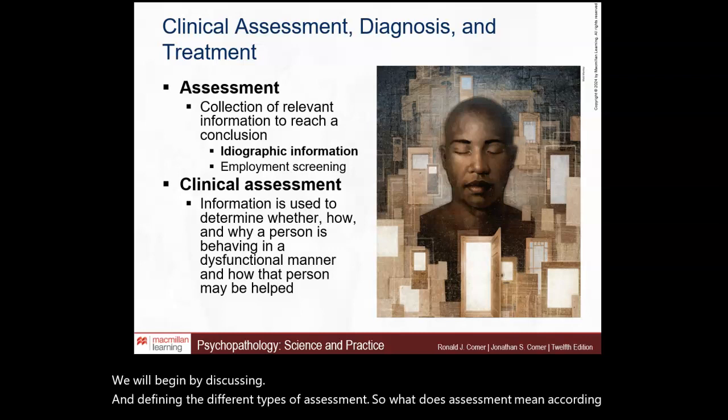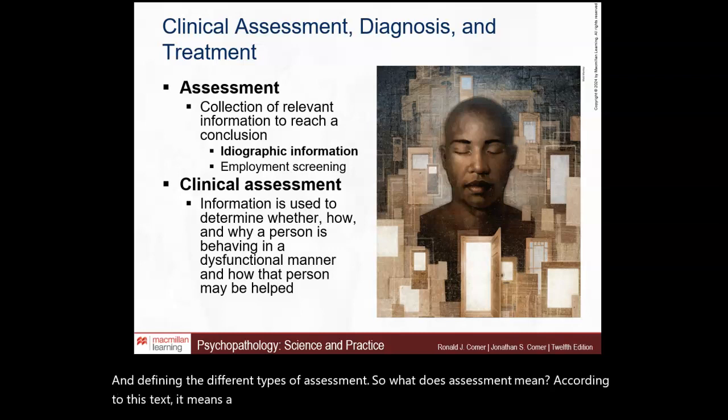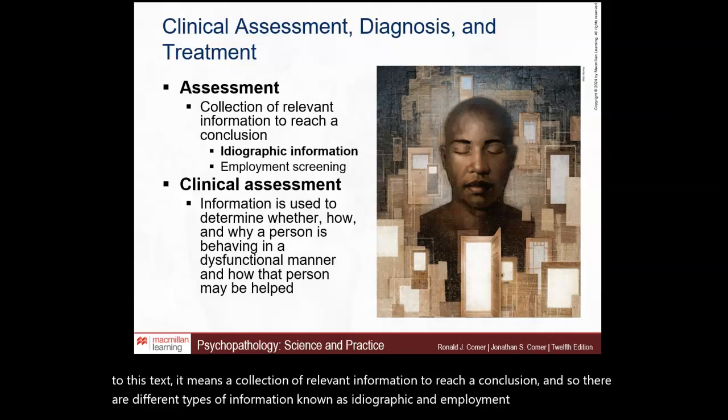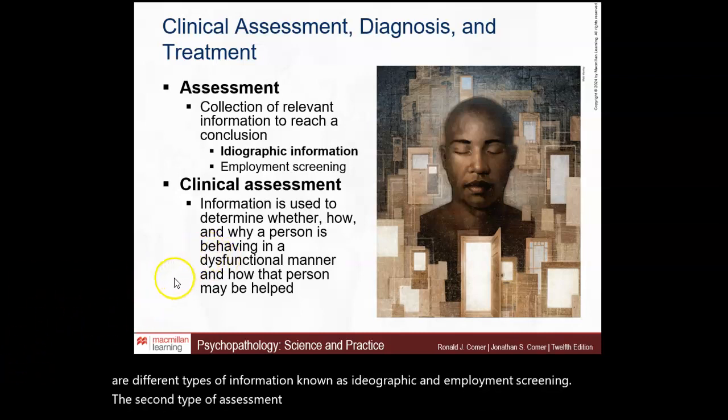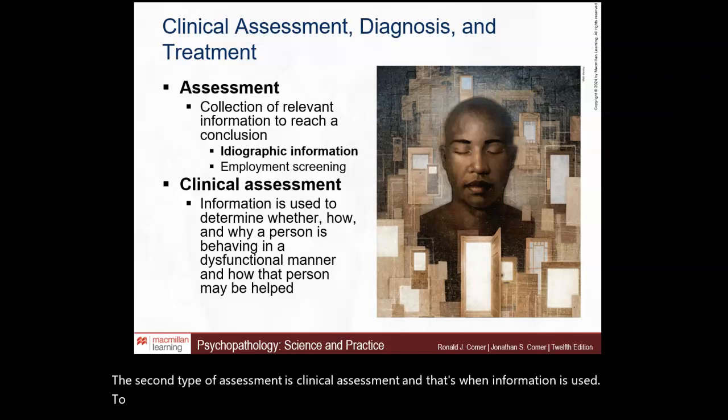According to this text, it means a collection of relevant information to reach a conclusion. And so there are different types of information known as idiographic and employment screening. The second type of assessment is clinical assessment, and that's when information is used to determine whether or how and why a person is behaving in a dysfunctional manner and how that person may be helped.